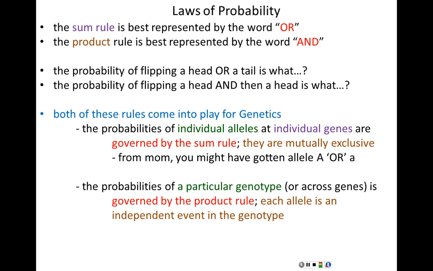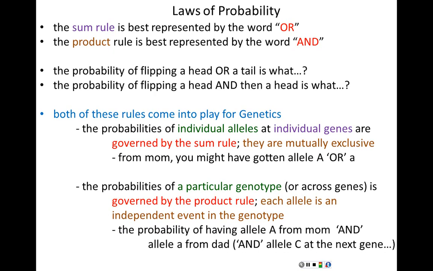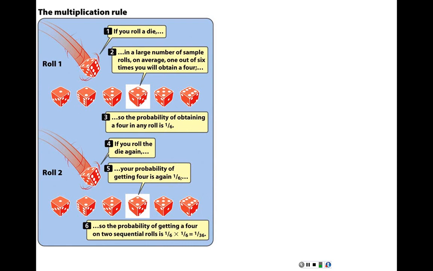The probabilities of particular genotypes within our own genomes are governed by the product rule. For each gene, we have 2 alleles, and each of those 2 alleles is an independent event in our genome. So if I have the genotype big A, little a, that's the probability of having gotten a big A allele from one of my parents and, as a separate event, the little a allele from my other parent. So we multiply those probabilities. These are the products of the individual inheritance patterns for those traits.